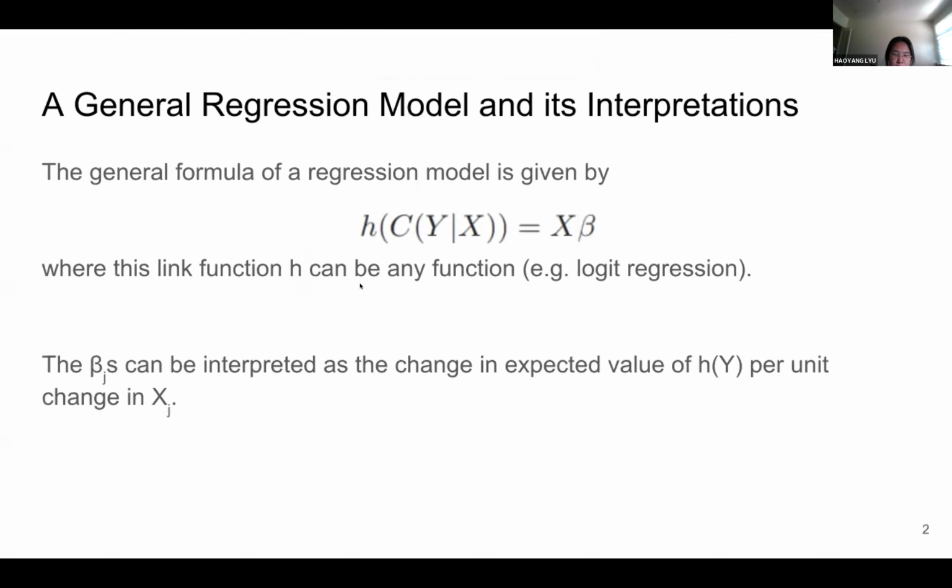So this should be a slide that everyone is familiar with. It just gives you the general formulation of a regression model where you can have a link function and you're basically predicting the relation between X and Y by a coefficient beta. So next slide, please.